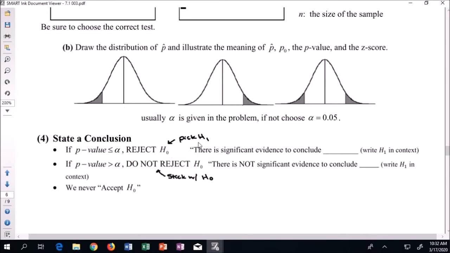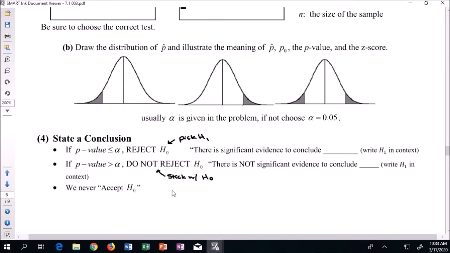If I reject H0 and say I'm going to pick H1, I'll be able to say something like there's significant evidence to conclude whatever H1 says. I found enough evidence to get rid of H0. But if there's not enough evidence to get rid of H0, that's just exactly what I say. There's not enough evidence to conclude whatever H1 says. Like I'm going to stick with H0. This last point down here is important. We never are going to say that we accept H0, because we can never find evidence that H0 is true, only that we don't have evidence to say that it's guilty or that it's not. So we have that kind of awkward verbiage being used there.